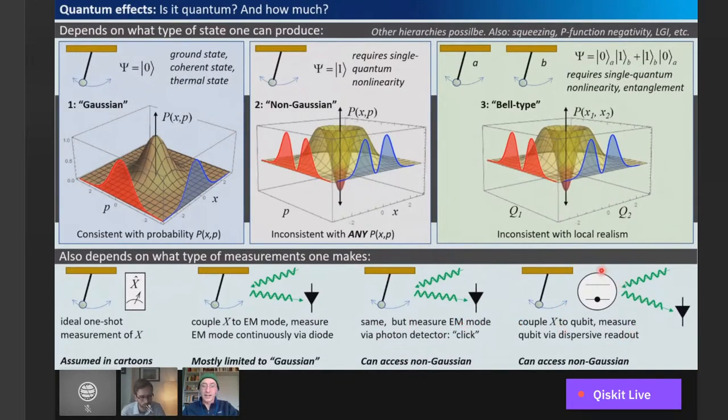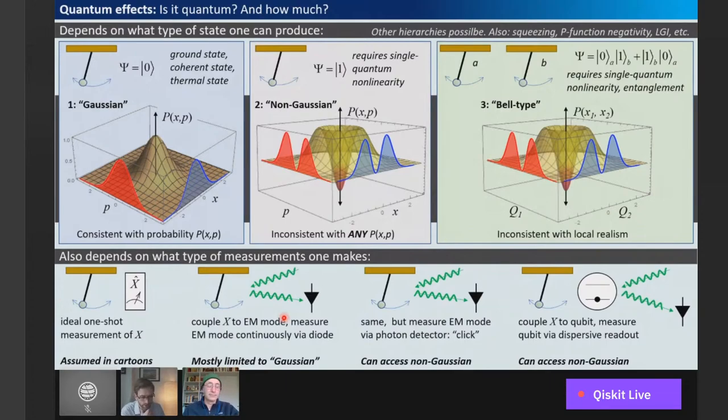A little bit more extreme version would be coupling the mechanical oscillator directly to a two-level system, which maybe you then read out in some QND dispersive way. This is really the gold standard. But for now, we're going to work with this kind of approach here.